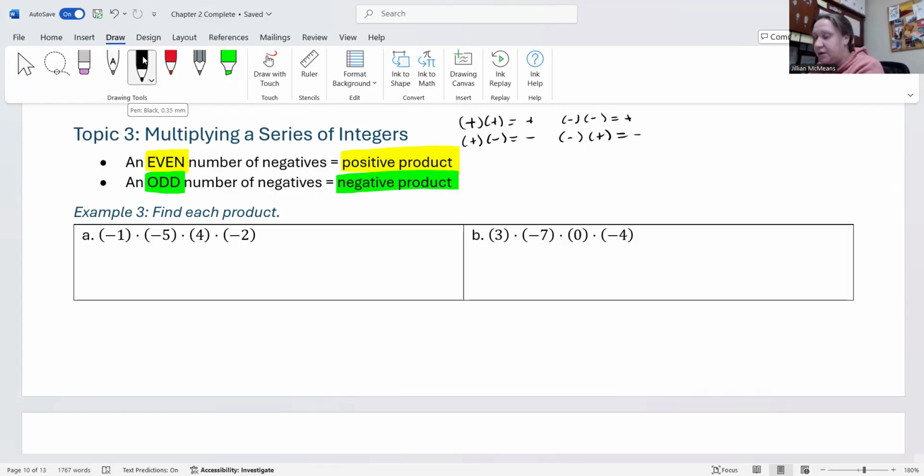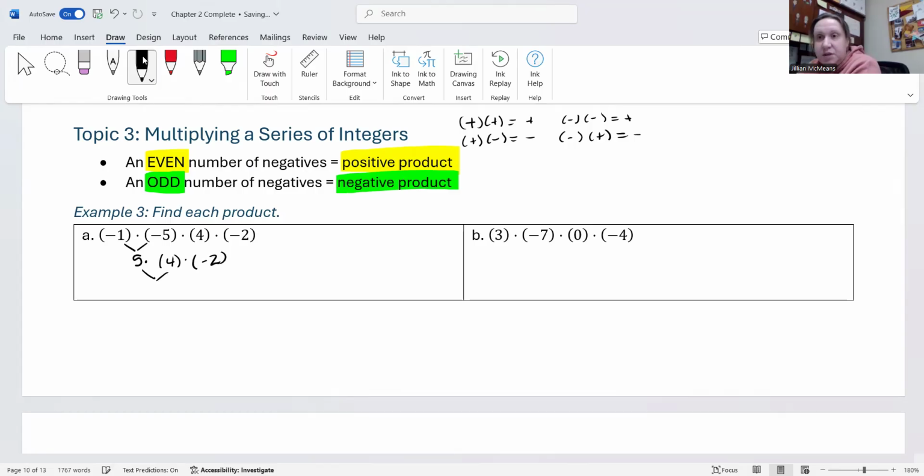So for example three, it says find each product. Part A, we have -1 times -5 times +4 times -2. So just to prove a point, we're going to go just 2 by 2. So -1 times -5. I'm multiplying two integers that are both negative. Since they have the same sign, their final product is going to be positive. So this gives me +5, and then I just want to bring down the other integers. So I have +5 times 4 times -2.